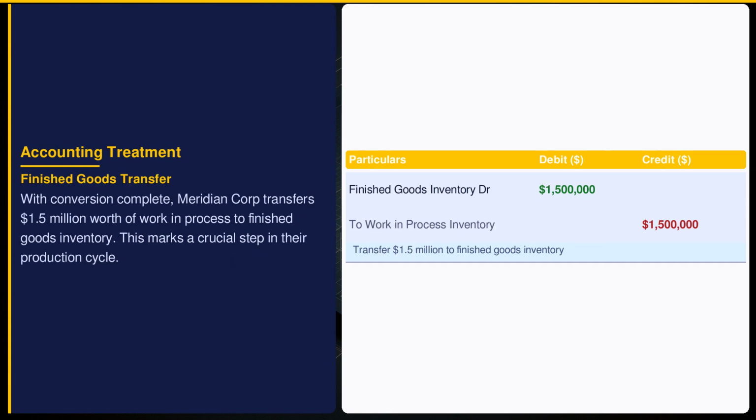This entry under all standards signifies the completion of production. By transferring costs to finished goods inventory, Meridian aligns with the matching principle, ensuring that costs flow through the income statement as revenues are recognized. This prepares the inventory for sale, impacting future revenue recognition.